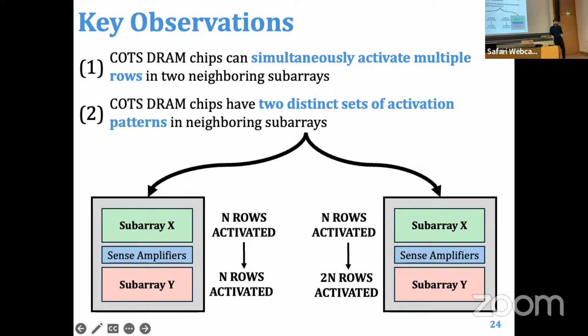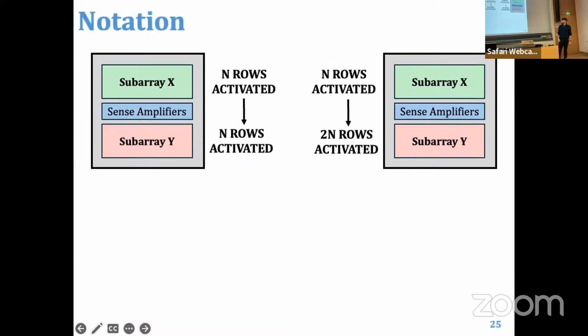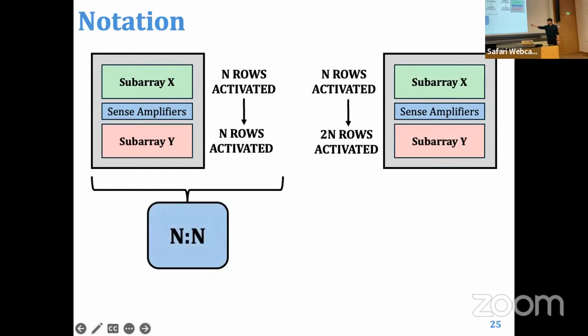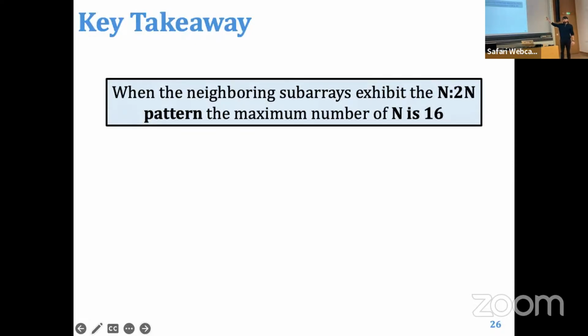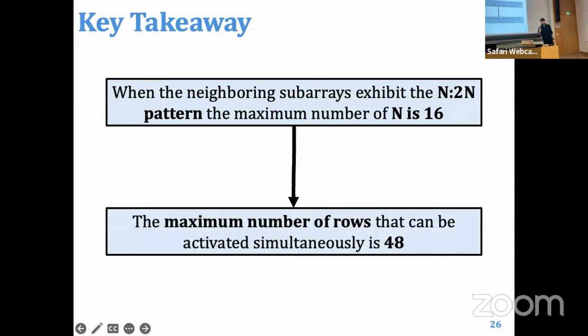And these patterns were so distinct that they had a notation. The authors gave the first the name n-to-n, and to the second one, they gave the name n-to-2n. And it's important to keep that in mind because the key takeaway from these observations was that when we had the n-to-2n pattern, the maximum number of n was 16. That means that in a maximum of 2 neighboring subarrays, we can activate 48 rows simultaneously, which is a really interesting result. And I'm going to say why I find it interesting later in the talk.